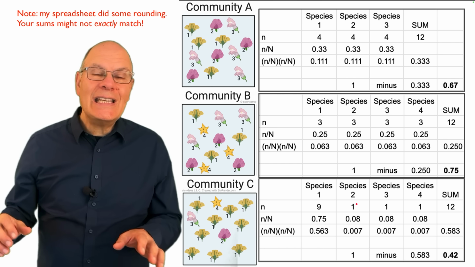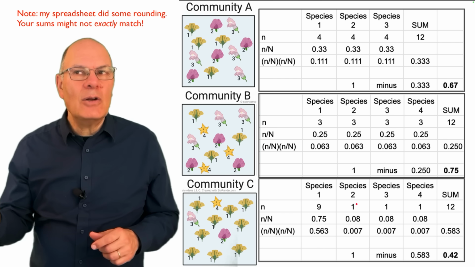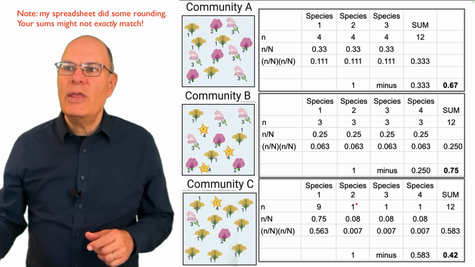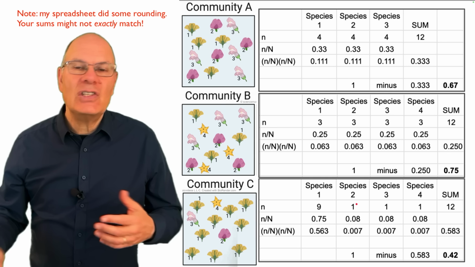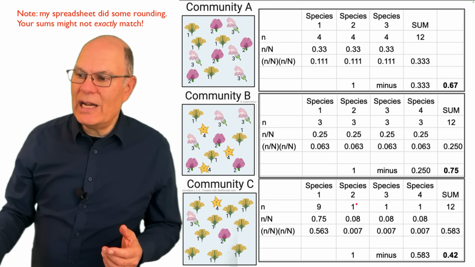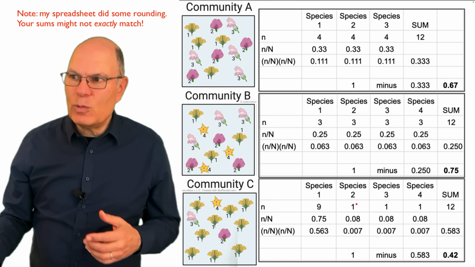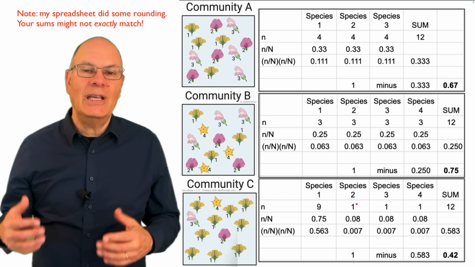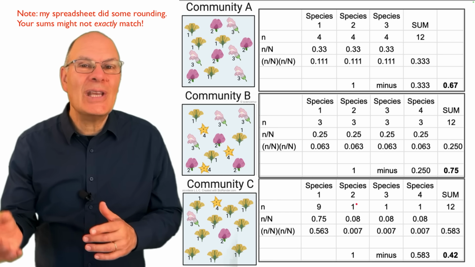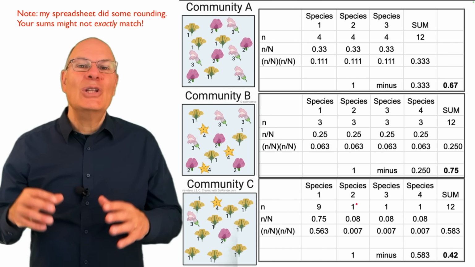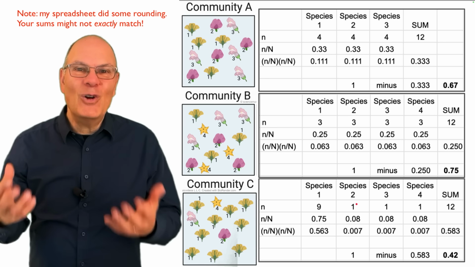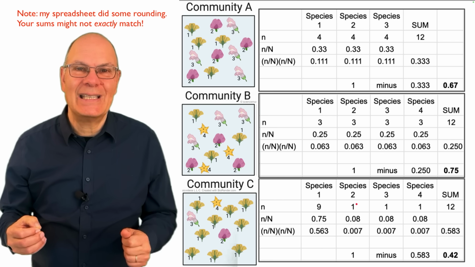And community C, even though it had a higher species richness than community A, its evenness was so low that its diversity index wound up being lower than community A. That's how you use the Simpson Diversity Index to determine the diversity of various communities.